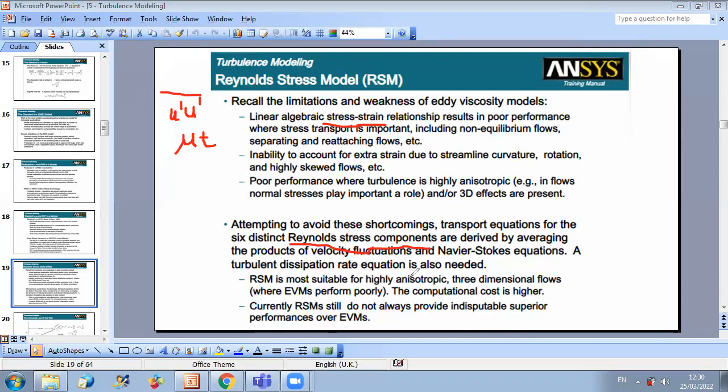We have seen that the Reynolds stress model is most suitable for highly anisotropic 3-dimensional flows, where the eddy viscosity model will perform poorly. But the computational time cost, of course, is higher because you are moving from one equation to solve for turbulence effect to a higher number of equations. But of course, you will gain accuracy when doing this.